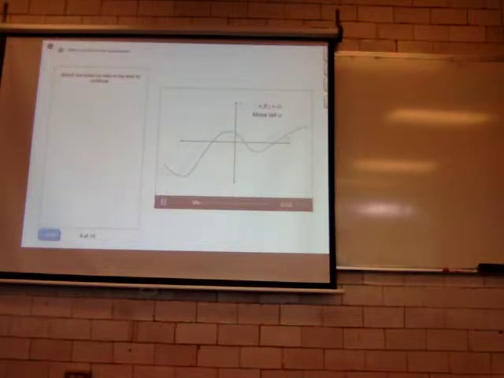Exactly. That moves the function to the left. And last, y equals f of x minus a moves the function which way?